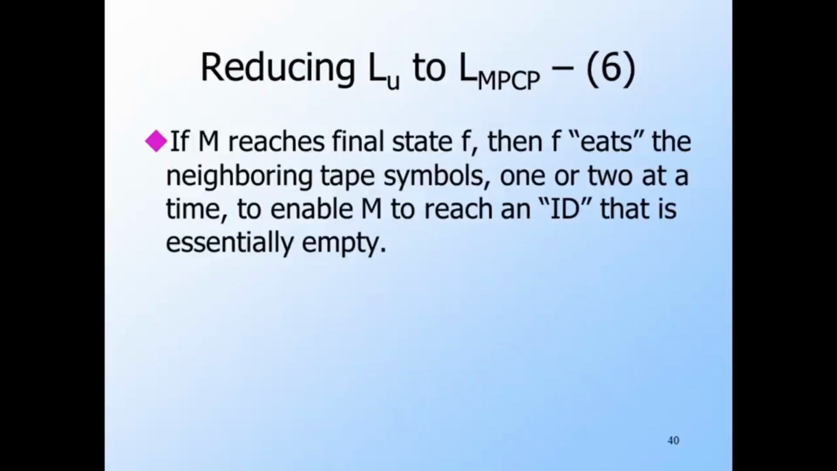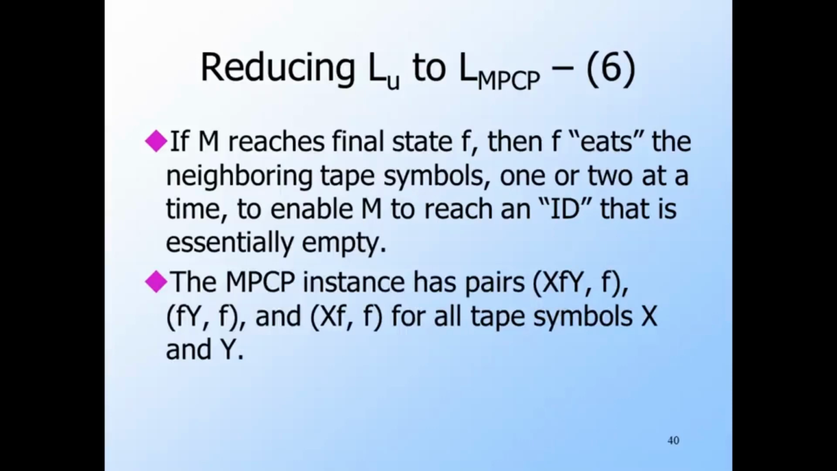But we need some more pairs in the MPCP instance so that in case M accepts, we can find a solution. Note that if M never accepts, then only the rules given so far can ever be used, and these can never lead to a solution because the second string is always one ID longer than the first. However, if M enters a final state F, then it is possible for the F to, we'll say, eat the neighboring symbols of an ID. We no longer have real IDs of M, but it doesn't matter. We've simulated M enough to know that M accepts W, and our only concern then is to make sure that there's a solution to the MPCP instance based on M and W.